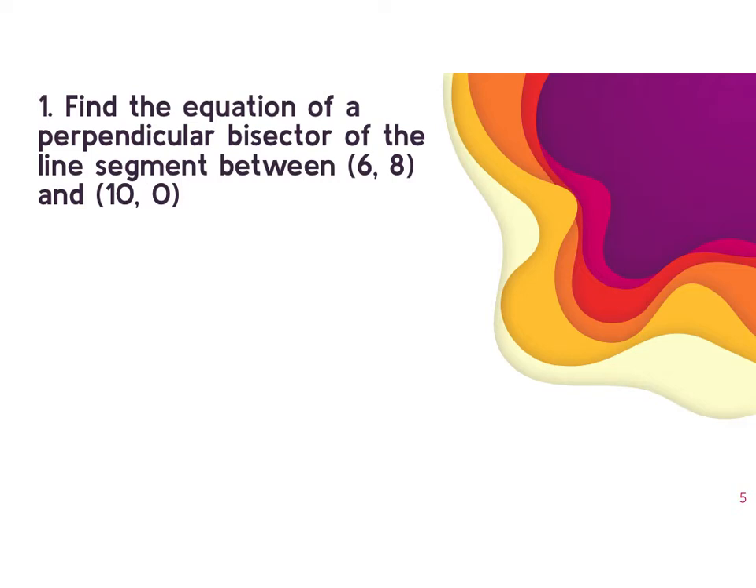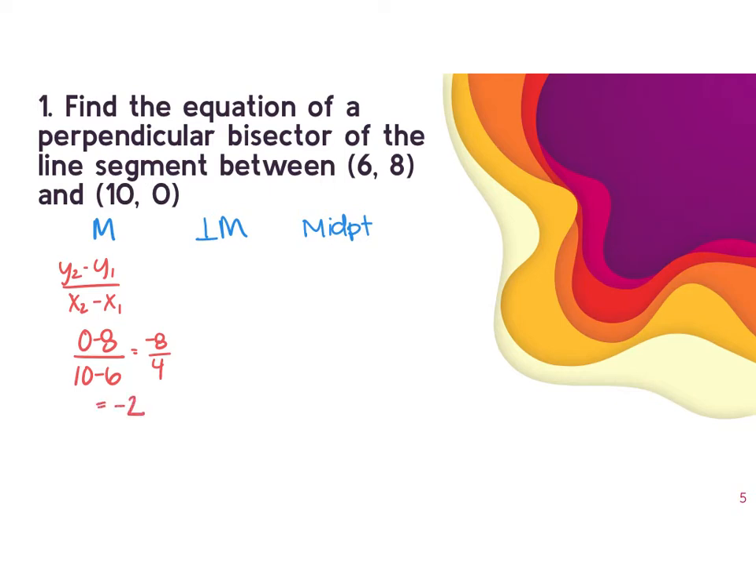So some things we need to find. We need to find our slope, and then we want to use that slope to find the perpendicular slope. And then you also want to find your midpoint. These are the three things that we need using those points. So for our slope, y2 minus y1 over x2 minus x1: 0 minus 8 over 10 minus 6, negative 8 over 4, which equals negative 2. So that's the slope of the line.